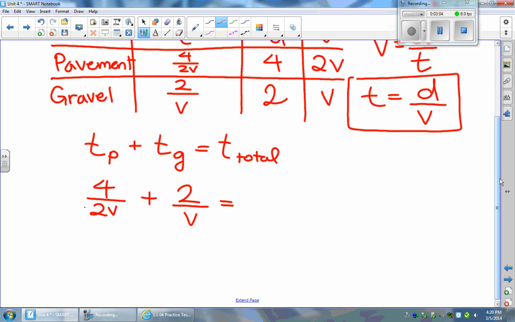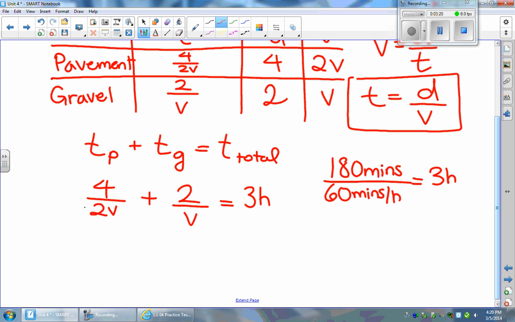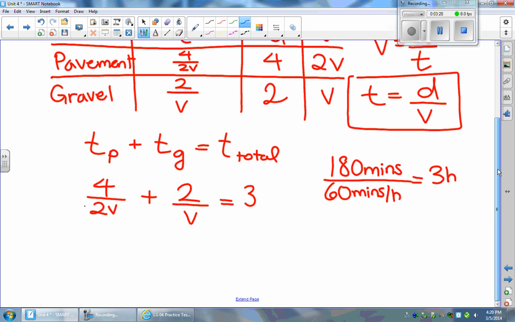speed questions. So I'm going to just convert my 180 minutes into hours. So 180 minutes divided by 60 minutes per hour is going to give me 3 hours. So I'm going to say that the total time here is 3 hours. Now I don't need to include the h for now. All right, now we have a rational expression that we can solve.